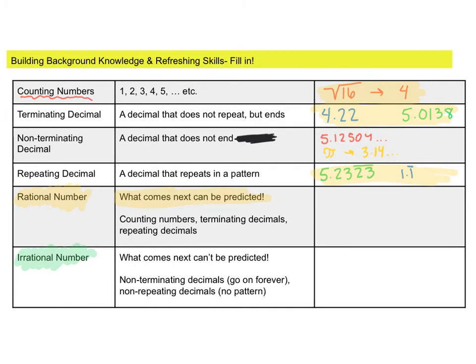So I'm just going to give you a few more examples down here. If I had 12 over 3, this is a rational number because this equals 4. If I had the square root of 25, this is a rational number because it equals 5.